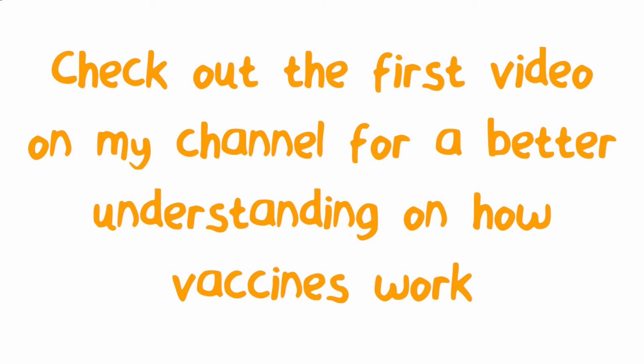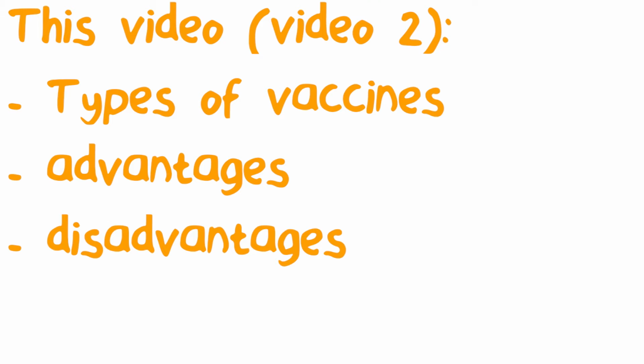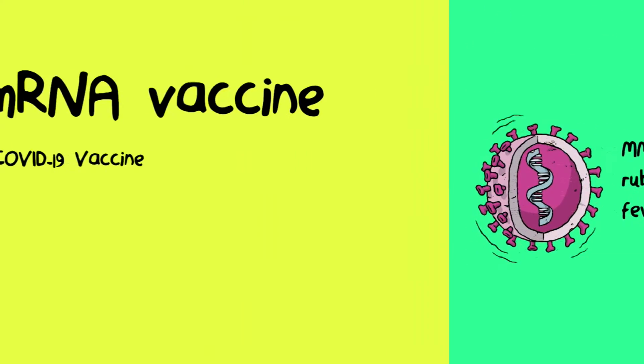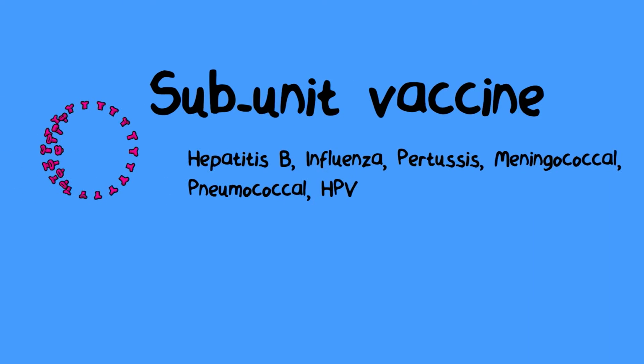In the previous video, we mentioned how vaccines work, but we only mentioned one type of vaccine. In this video, we'll be discussing the different types of vaccines and evaluating the advantages and disadvantages of each type. There are 5 main types of vaccines we'll talk about: inactivated vaccines, live attenuated vaccines, mRNA vaccines, subunit vaccines, and toxoid vaccines.